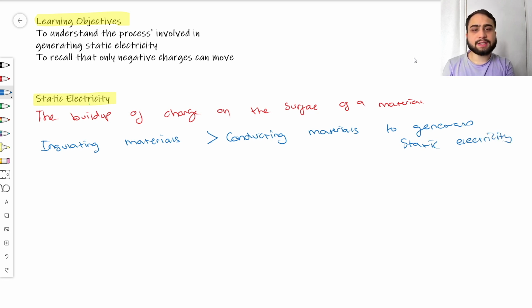Well, this is because a conducting material allows for the flow of electrons. So if you were to place some electrons on the surface of a conducting material, it would just conduct right through it, right? It wouldn't really stay on the surface. But an insulating material doesn't allow for the flow of electrons. Therefore, if electrons are on the surface, they stay on the surface. Okay, so that's something that you have to be worried about.